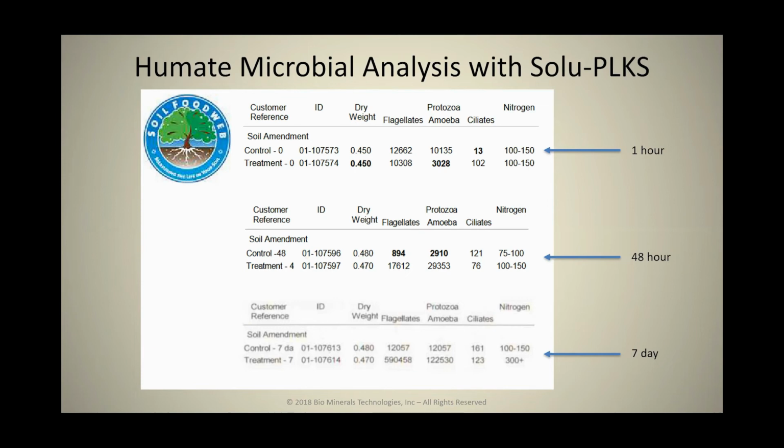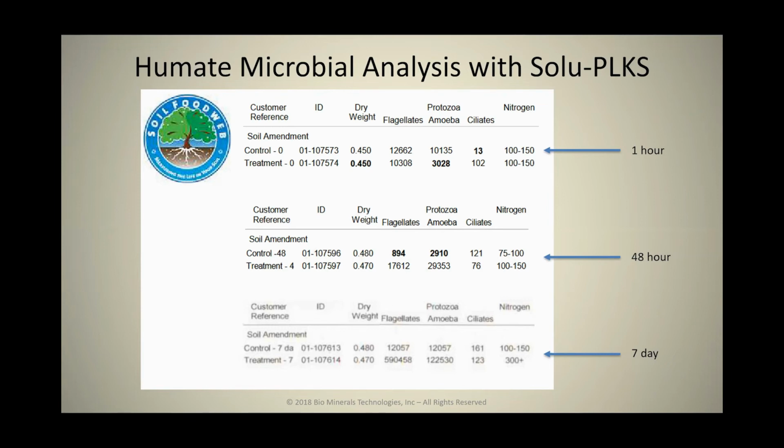So what we did is we took a control and a treatment. We did a 1 hour, a 2-day, and a 7-day. And we did water in the control, and we did Solu-PLKS in the treatment. So as we started, what we were looking for is our protozoa groups, which are flagellates, amoebae, and ciliates. Now, you don't want ciliates in high numbers because they're anaerobes. So you want to keep this aerobic.